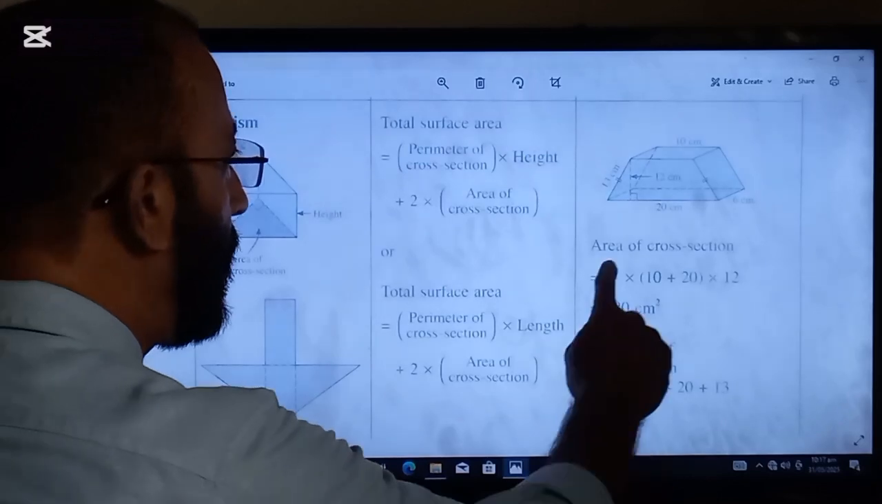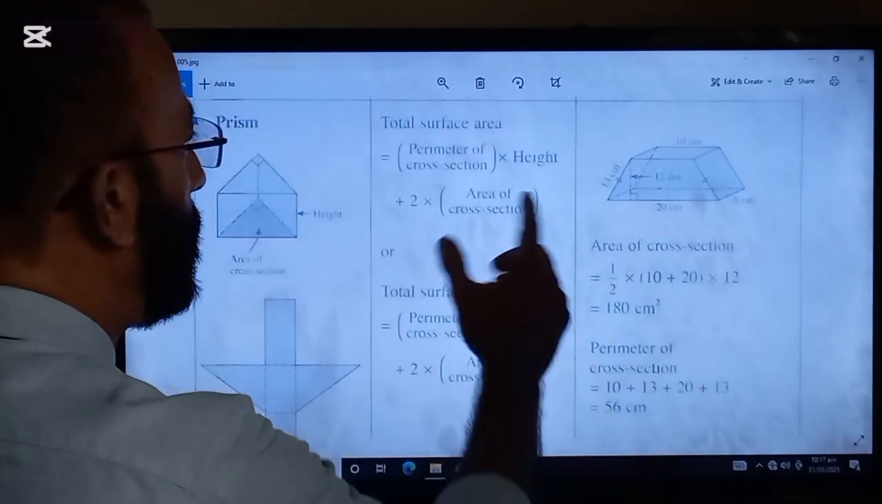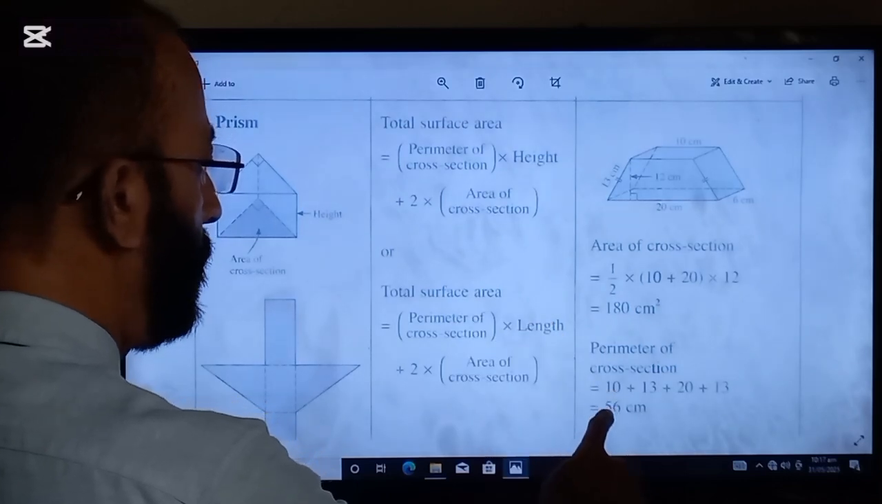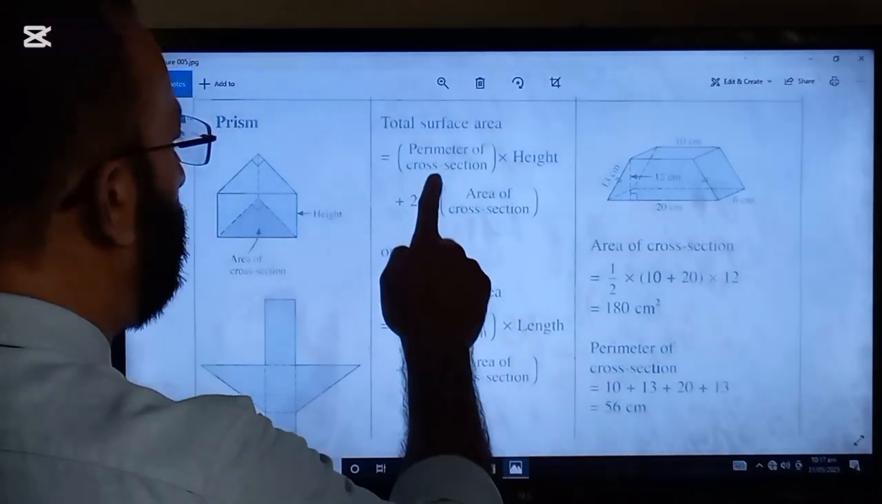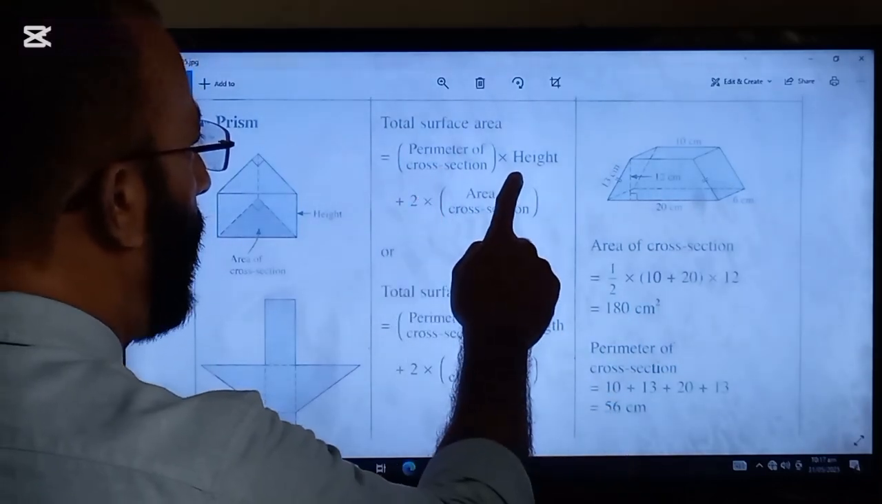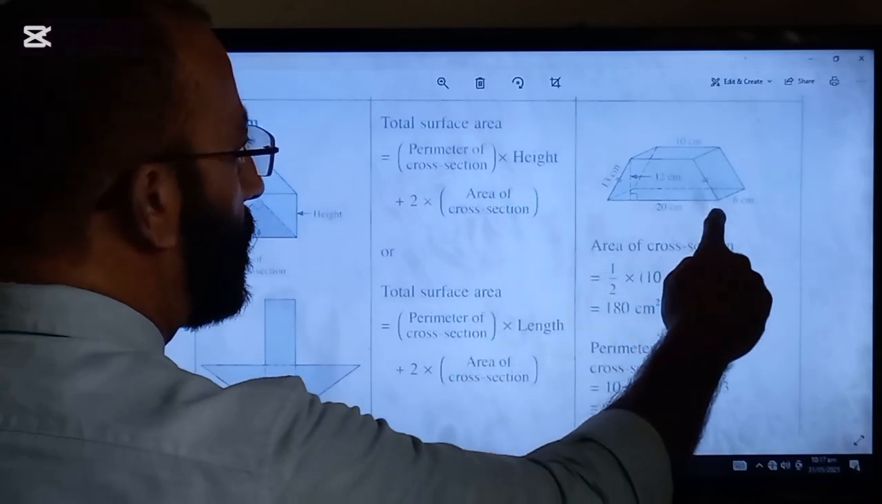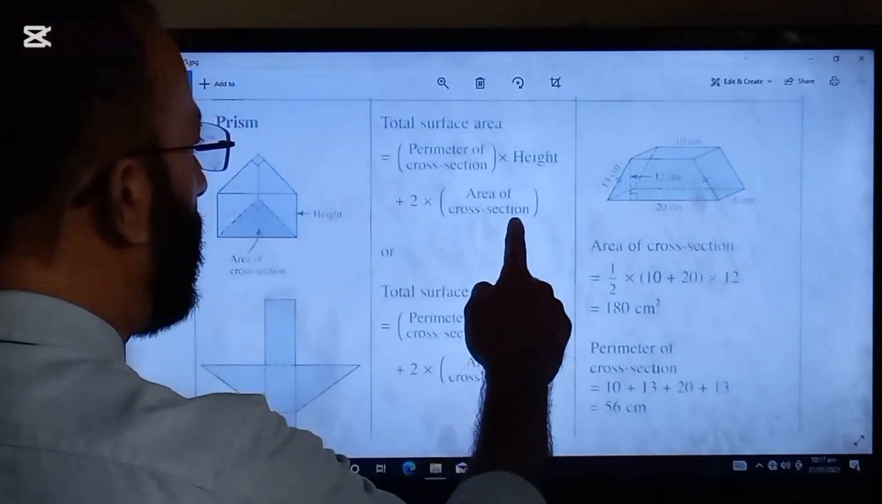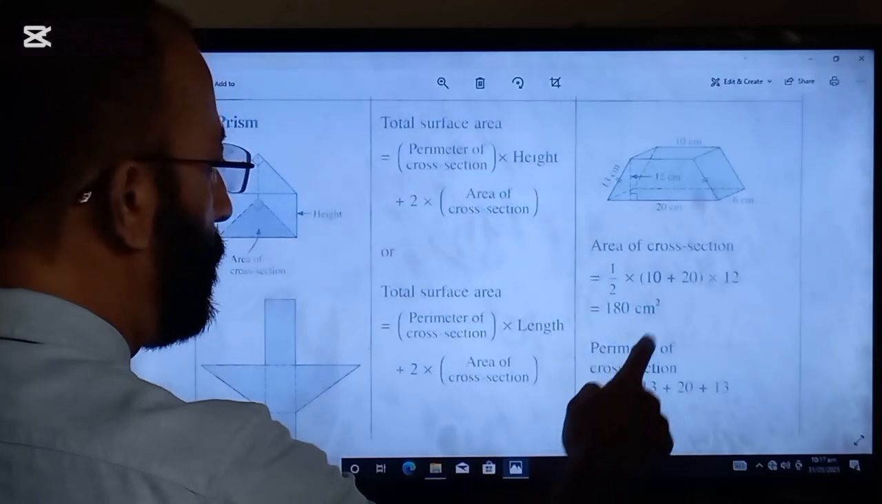Now perimeter and area of the cross section we have found out. Now put these values into the formula at once. So look now, this 56 will be placed in this bracket. Height is this one, that is 6, and 2 times the area of the cross section, so 2 times into 180.